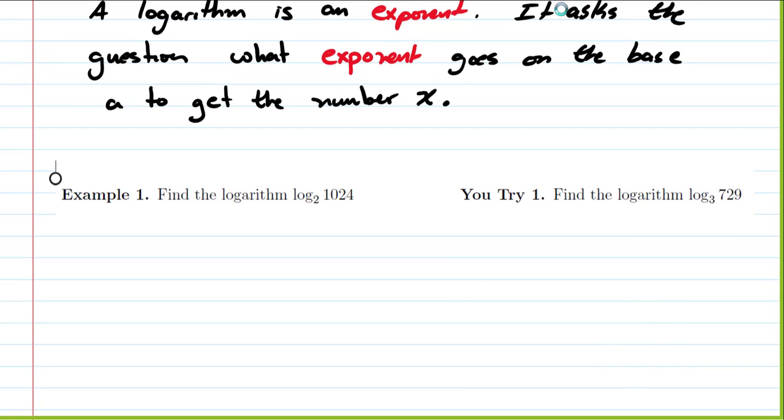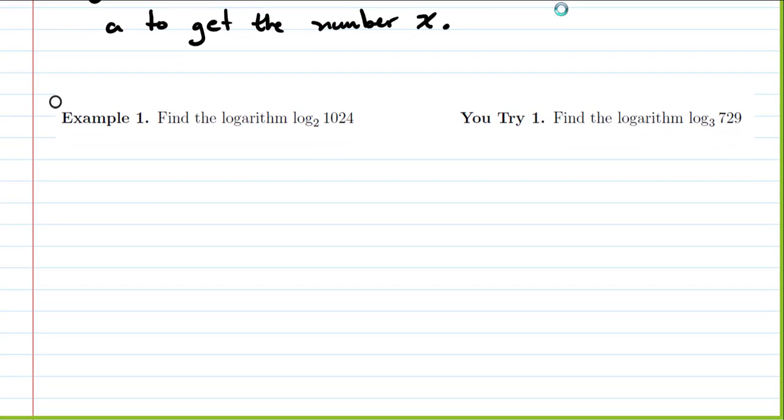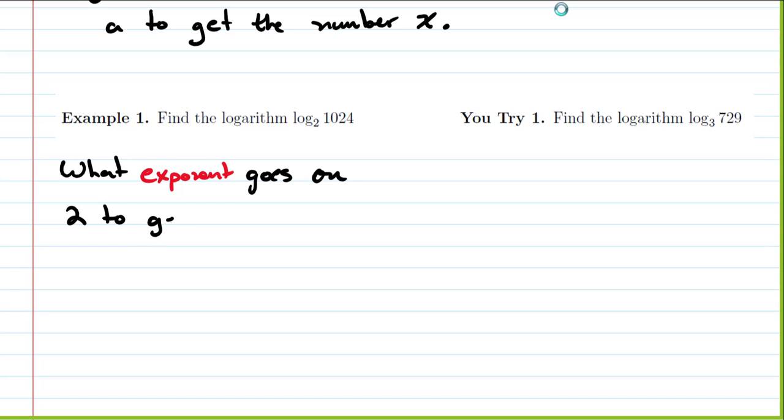So find the logarithm base 2 of 1024. So the question is, well, what exponent goes on 2 to get 1024? Well, let's see. 2 times 2 is 4. 4 times 2 is 8. 8 times 2 is 16. I'll write this out really long.